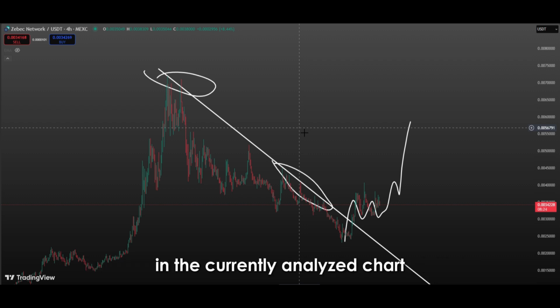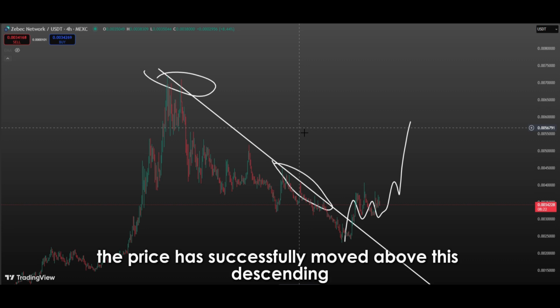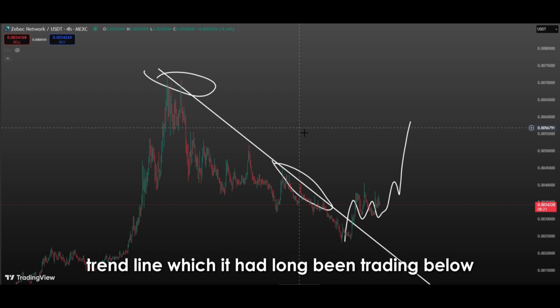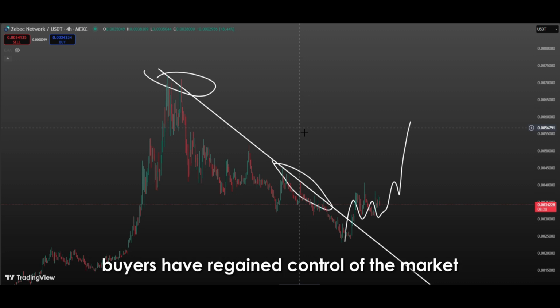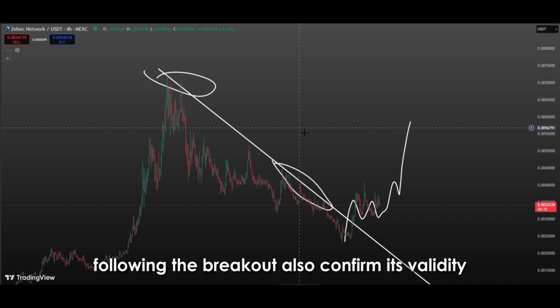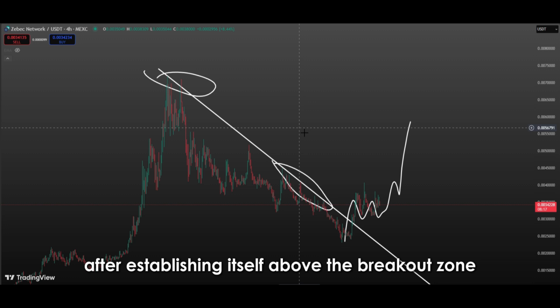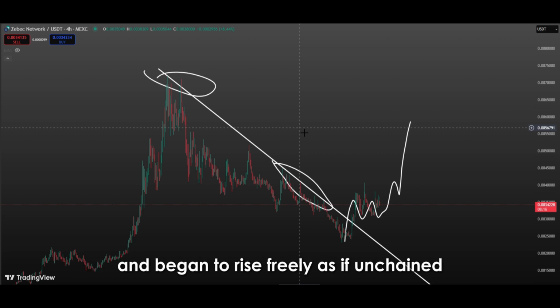In the currently analyzed chart, such a formation has occurred, and the market appears to have broken free from the downtrend. The price has successfully moved above this descending trend line, which it had long been trading below, and with this breakout, buyers have regained control of the market. The price movements following the breakout also confirm its validity. After establishing itself above the breakout zone, the price gained upward momentum and began to rise freely, as if unchained.